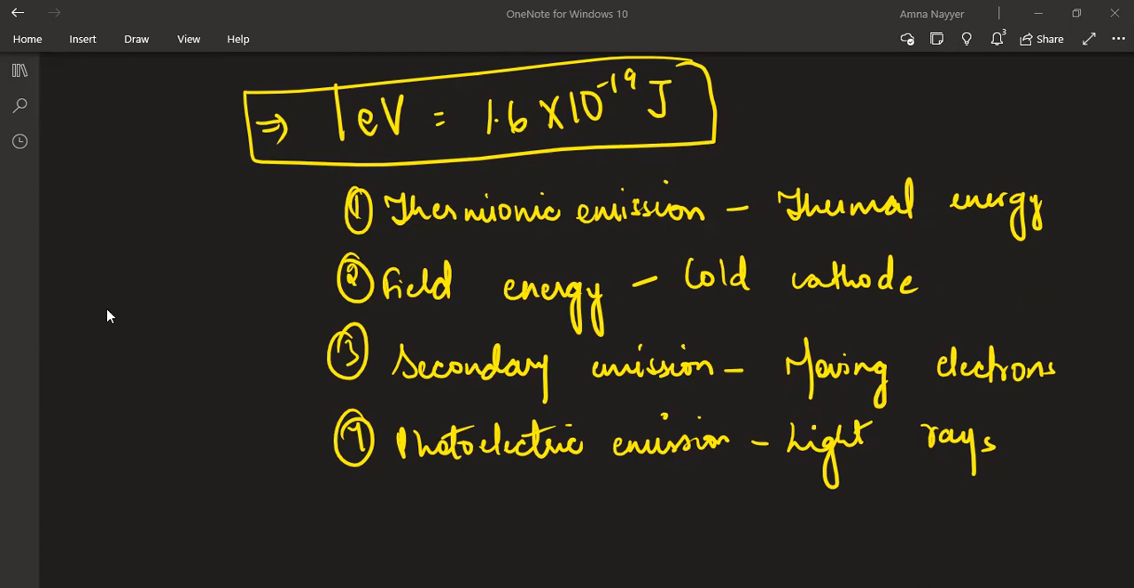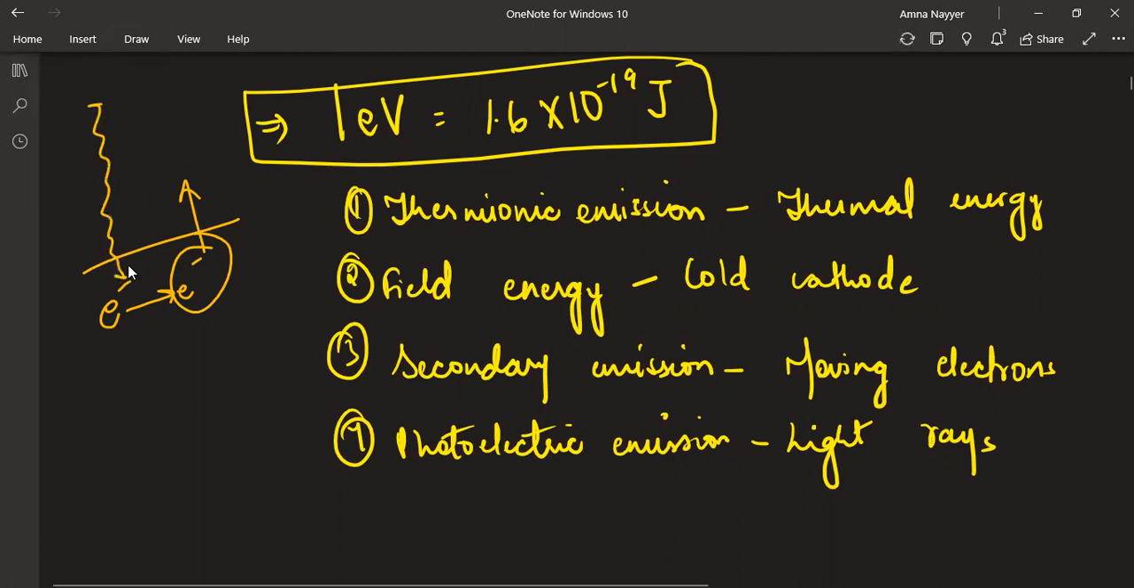Now see, electrons are also moving. So it can happen that from this metal surface, this electron pushes this electron and collides with it, and the collision results in the ejection of this electron. So we say that is secondary emission. And if light rays are falling on the electron and the electron is getting ejected from the metal surface, it is known as photoelectric emission or photoelectric effect. Out of all these 4, this is the one which you have to study in detail.